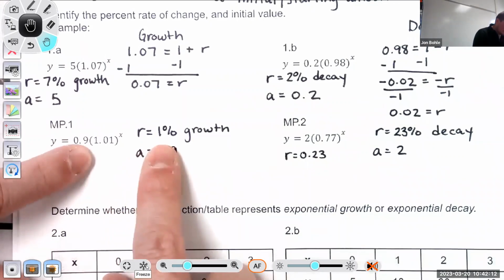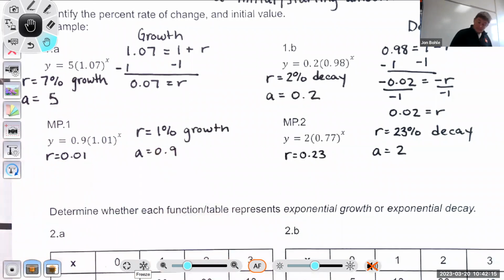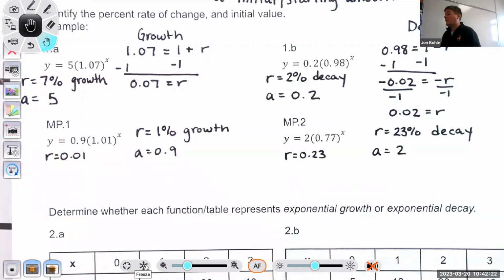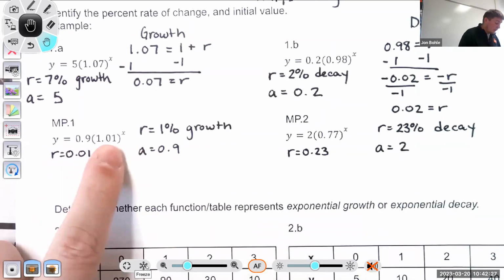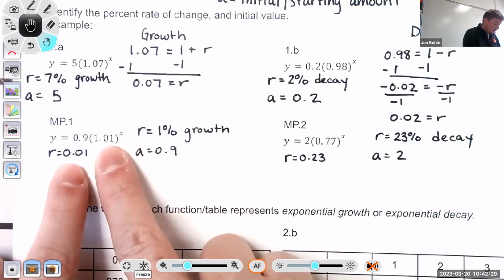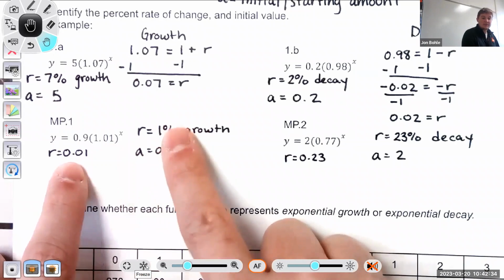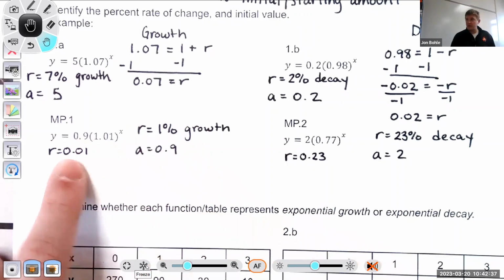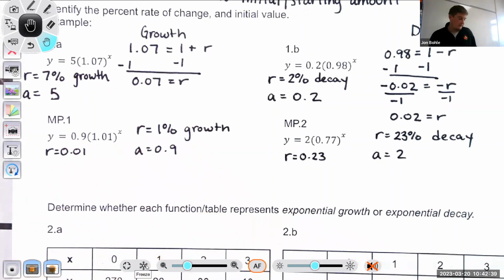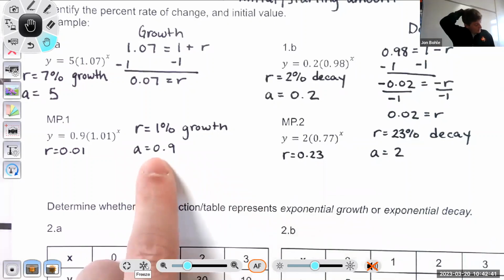Hey, so here again, I think it's very possible that everybody's going to be able to figure your percent growth or decay without having to write and solve an equation. I'm 0.01 larger than 1, so it's growth, and 0.01 as a percentage is 1%. So this equation has 1% growth per 1 x value. Okay, A value is 0.9, so that's the starting amount or the initial value.